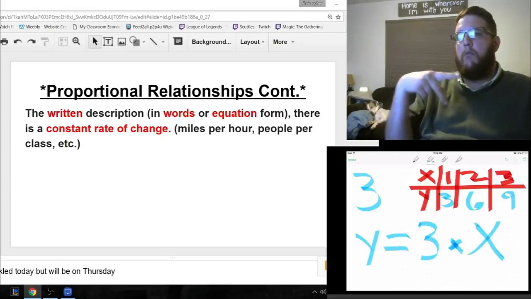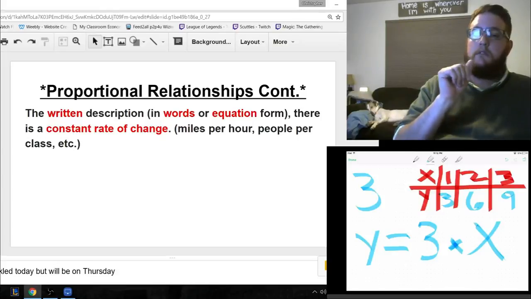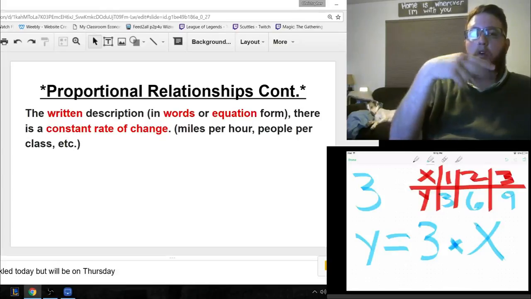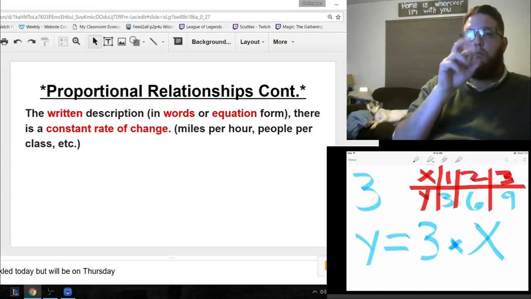So we can again determine that our constant rate of change is 3. This is also sometimes referred to as the constant of proportionality. Again, that's constant of proportionality.